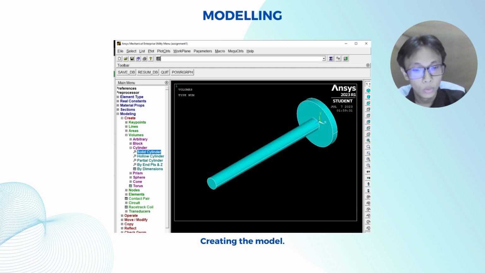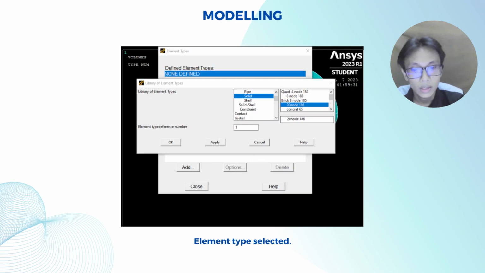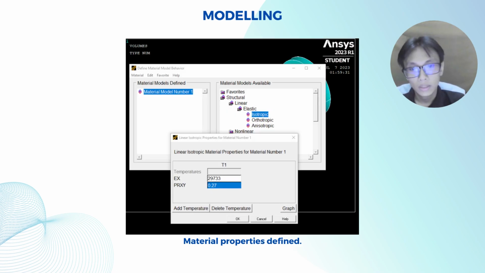And then after that, the upper plate and shaft are glued together. After that, we define the material. The element type, solid 20-1x6 element, was selected, and the material properties have been defined. The Young's modulus is 29733 kips per square inch, and the Poisson ratio is 0.27.